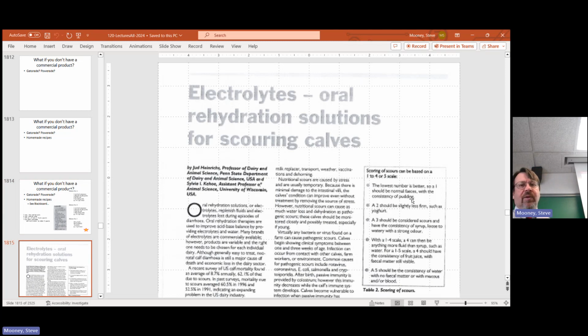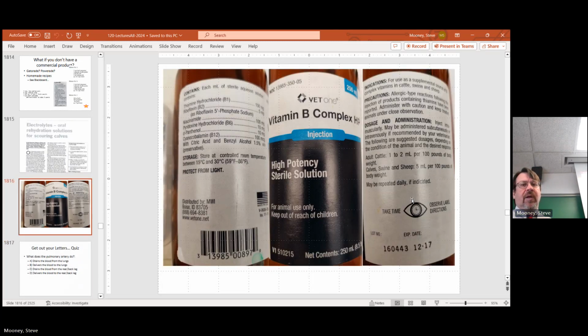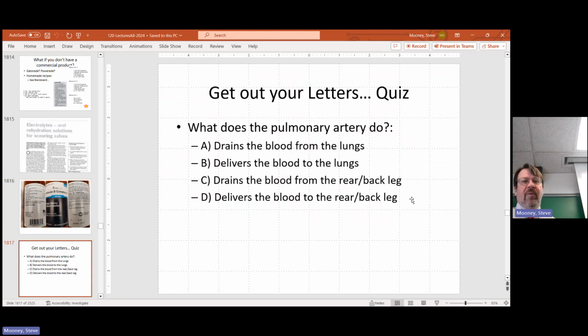So electrolyte solutions. It also can be helpful to throw some B vitamins in there to help process, to help get her back to where she needs to be. B vitamins do not stick around in the body too long. So if an animal gets sick, adding some B vitamins in there can be helpful.